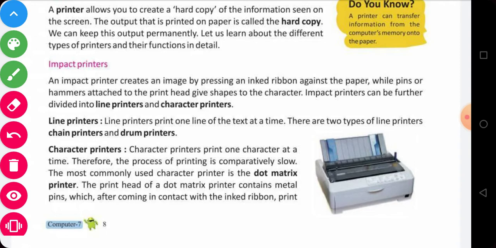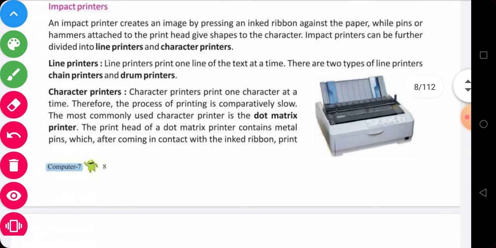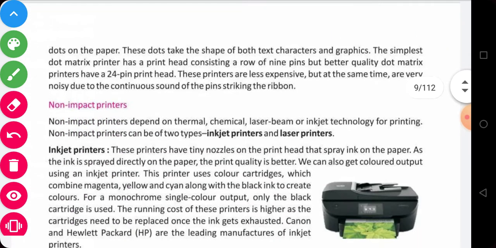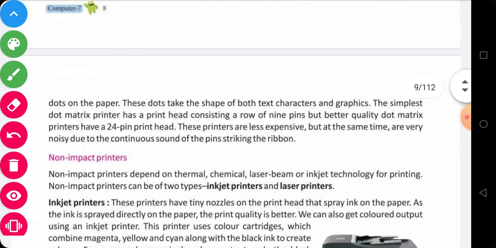The second type of impact printer is the character printer. As the name suggests, it prints character by character. It is very slow to print any document. The most commonly used character printer is the dot matrix printer. The printer head of the dot matrix printer contains metal pins which, after coming in contact with the ink ribbon, print dots on the paper. It produces very large noise while printing any document or graphics.